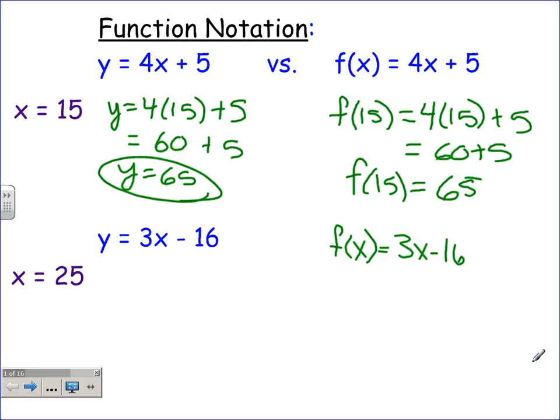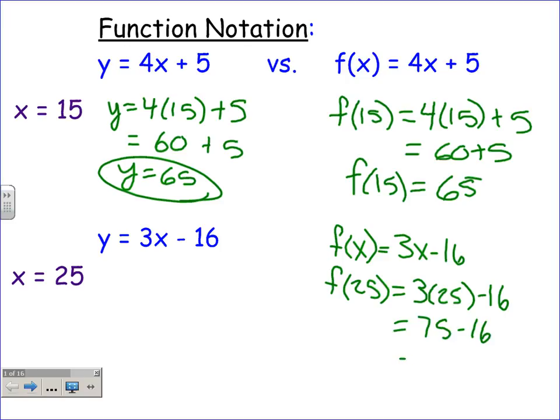Same thing here, we would just substitute 25 in, so we'd say f of 25. So that'd be 3 times 25 minus 16. 3 times 25 is 75. Minus 16, let's see, if we subtract 6, that'd be 69. So minus 16 would be 59. So we'd say f of 25 equals 59.